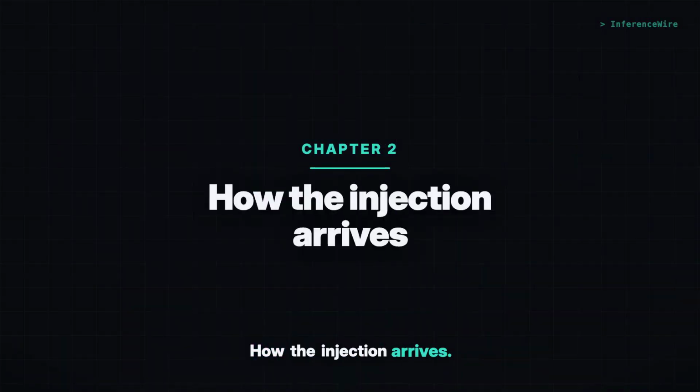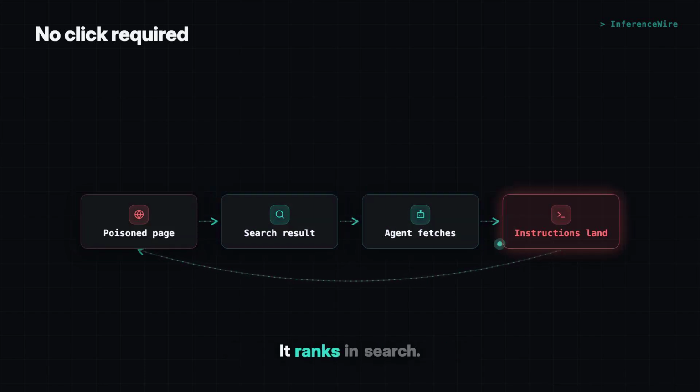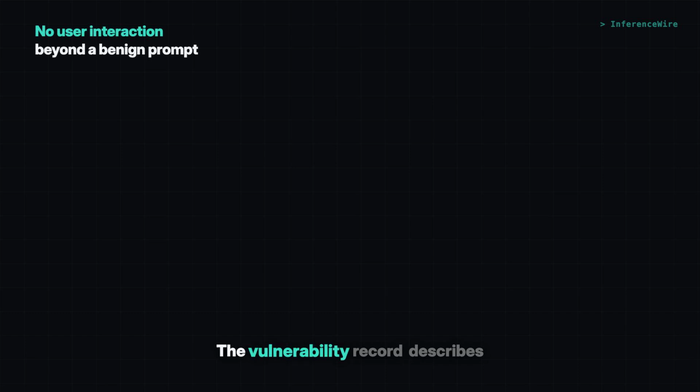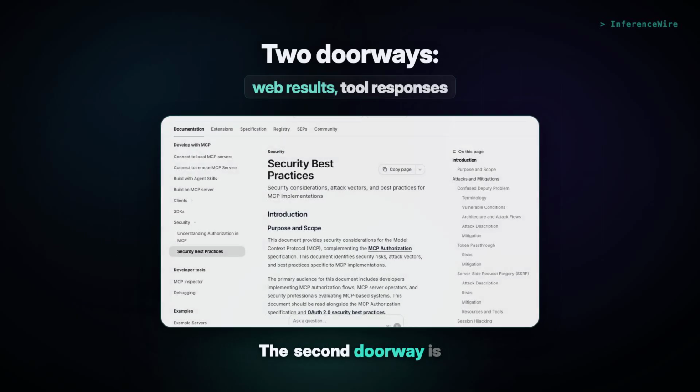How the injection arrives. Here's the path. An attacker writes instructions into a page. It ranks in search. Your agent fetches it, and the instructions land in context. The vulnerability record describes the trigger in 1 clause. No user interaction beyond a benign prompt. You asked for something reasonable. That was the attack.